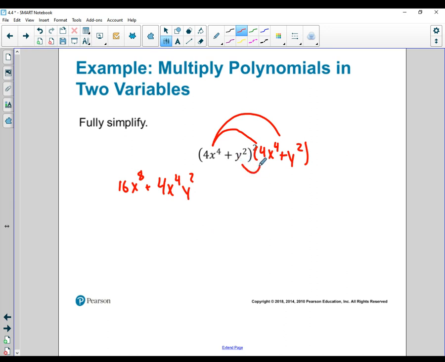All right, now this one, y squared times 4x to the fourth. That's going to be plus 4x to the fourth y squared. And then y squared times y squared is going to be y to the fourth. And then we have some like terms, 16x to the eighth plus, and then we have 4x to the fourth y squared, and then another 4x to the fourth y squared. So together that's 8x to the fourth y squared plus y to the fourth.